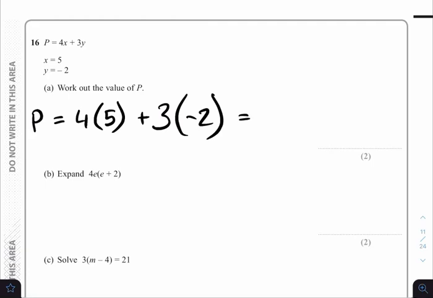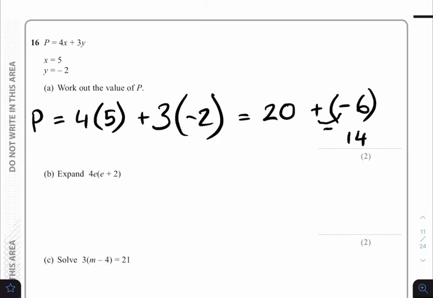Now you just want to work these out. So that's 4 times 5 equals 20 plus 3 multiplied by minus 2, sorry, is minus 6. So 20 plus minus gives you a minus. So 20 minus 6 equals 14.